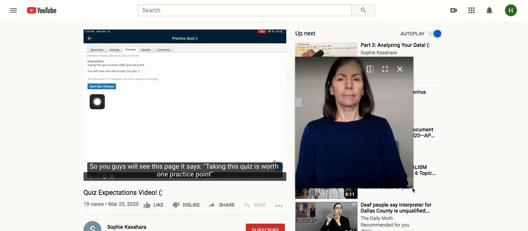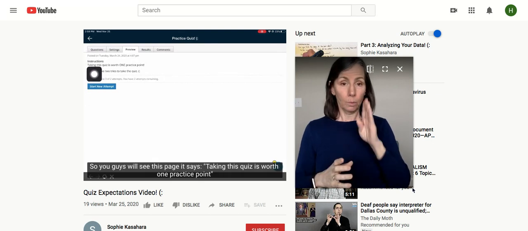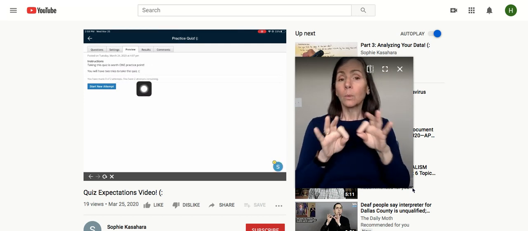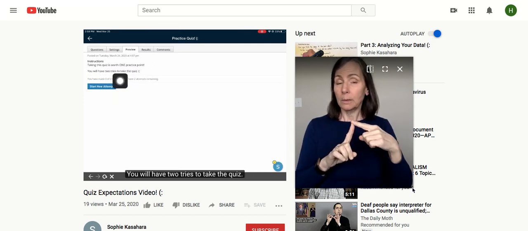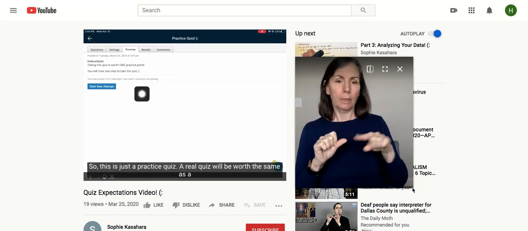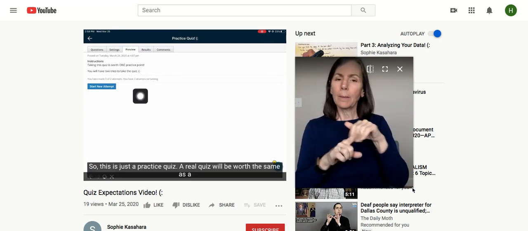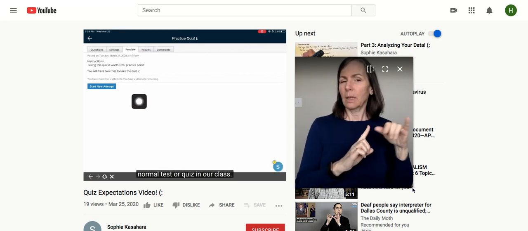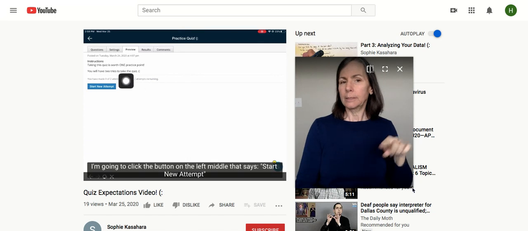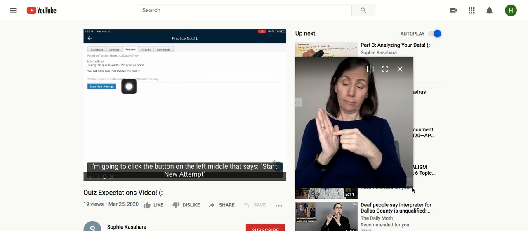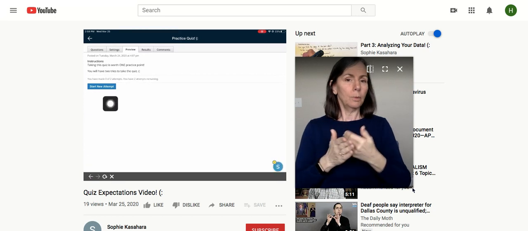So you guys will see this page. It says, taking this quiz is worth 1 practice point. You will have 2 tries to take the quiz. So this is just a practice quiz. A real quiz will be worth the same as a normal test or quiz in our class. So I'm going to click the button on the left middle that says Start New Attempt.